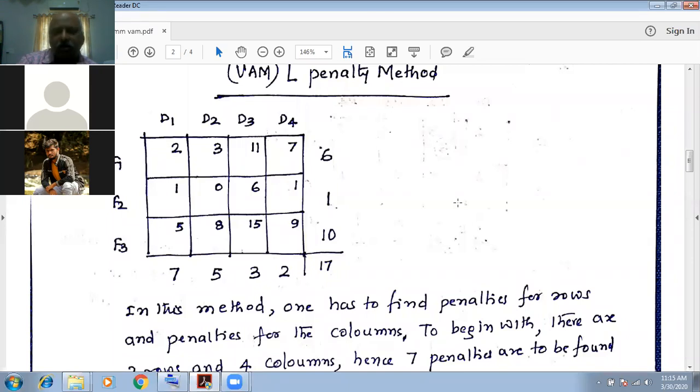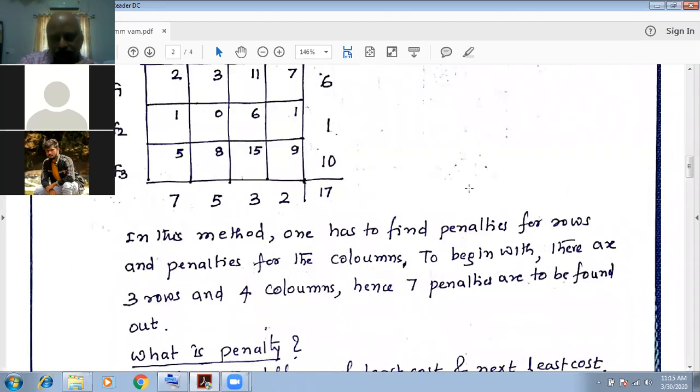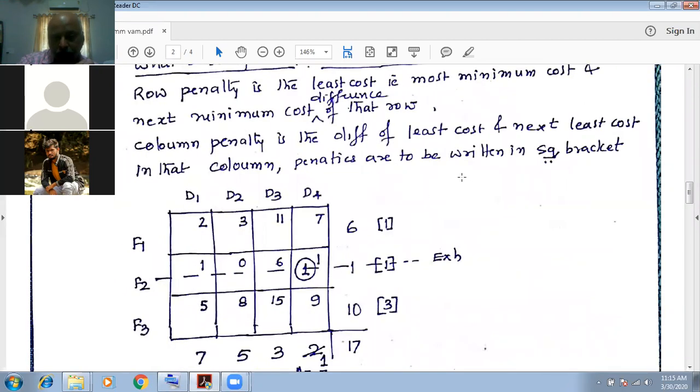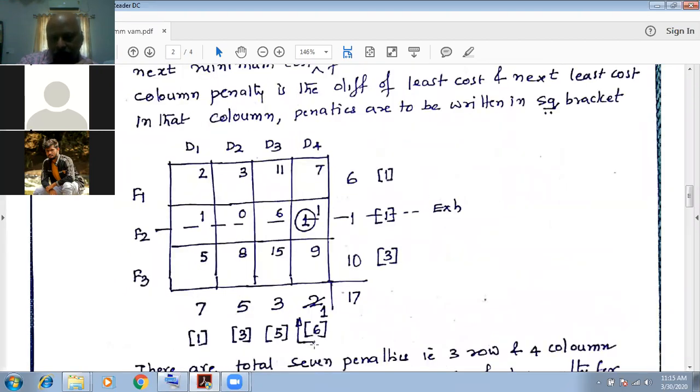To begin with, in a 3x4 matrix, we have 3 rows and 4 columns. Therefore, you need to find out the 7 penalties. Out of those 7 penalties, you have to consider the highest penalty for the allotment. That penalty may be of a column or of a row, no issue. Whichever one is the highest, you have to take. In our problem, to start with, 6 was the highest penalty, so that was a column penalty pertaining to showroom number 4 or column number 4, and the least cost cell was cell number 24, and keeping in mind the row constraint and column constraint, we have made an allotment.